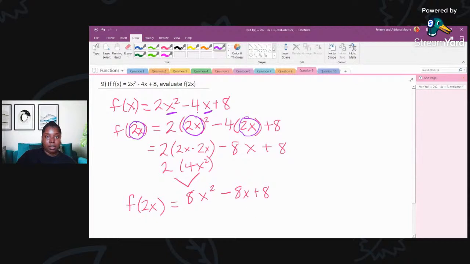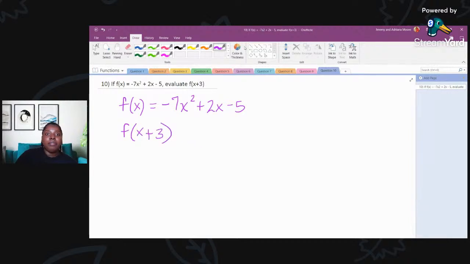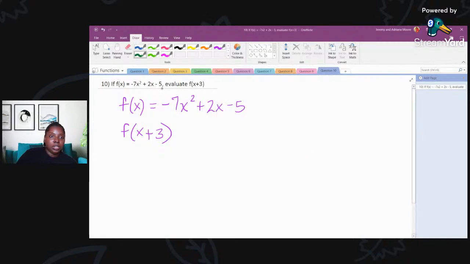All right, let's try another one. All right, evaluate the expression negative 7x squared plus 2x minus 5. Okay, so it says f of x plus 3. So every time we see x, we're going to replace it with x plus 3.